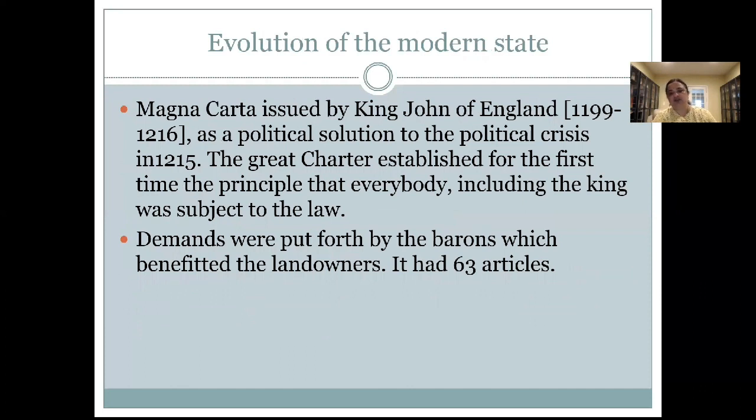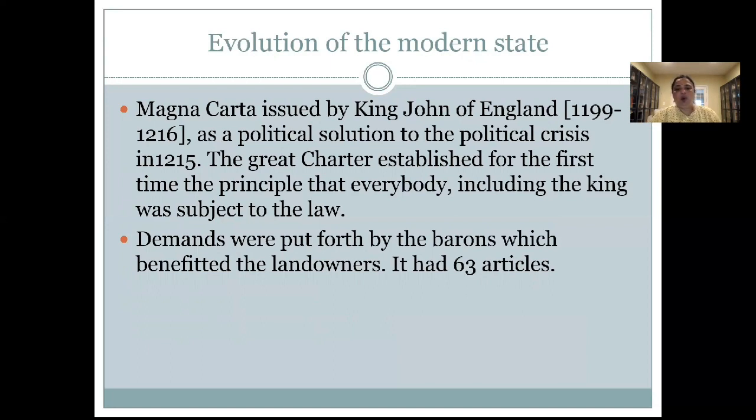Now, usually in international relations, where do we go to when we talk about the rise of the modern nation state? To Magna Carta. Most of you must have heard, what is the Magna Carta? It was issued by King John of England, 1199 to 1216, basically as a political solution to a political crisis that occurred in 1215 AD. The Great Charter established for the first time the principle that everybody, including the king, was subject to the law of the land, which is extremely important.